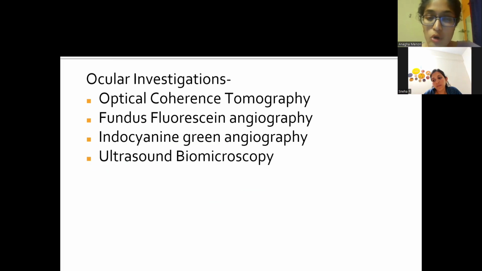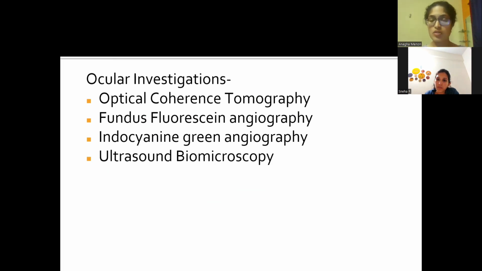Coming to the ocular investigations that you can do, one is optical coherence tomography, which I've already mentioned, fundus fluorescein angiography, and indocyanine green angiography, which is more commonly preferred because it is better for visualizing the choriocapillaris.